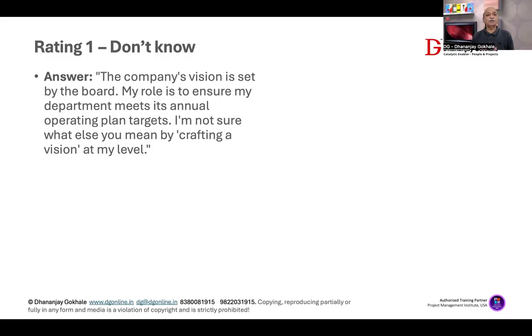My role is to ensure my department meets its annual operating plan targets. I'm not sure what else you mean by crafting the vision at my level. While listening to this, you may feel, how come this is possible at the leadership level? It is possible. Now, when I hear this kind of answer, you will see what is score two.